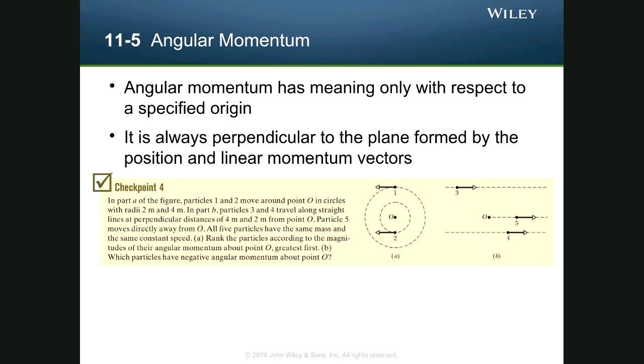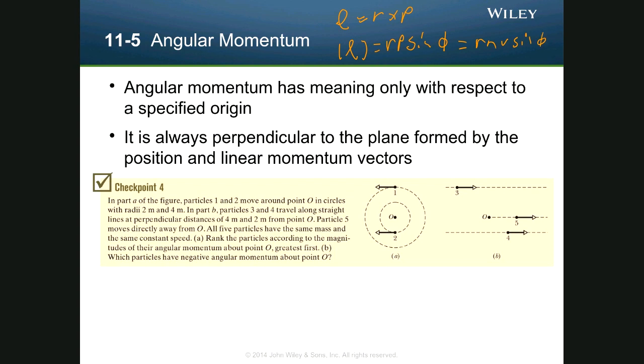And B, which particles have negative angular momentum about point O? That should be some fun to do. Keep in mind a few things as you're working on this. L equals r cross p, so the magnitude of L equals r p sine phi, and also equals r m v sine phi.